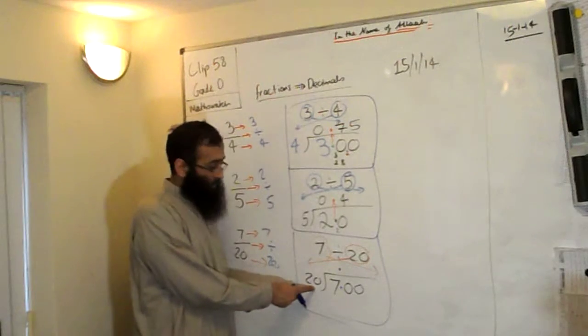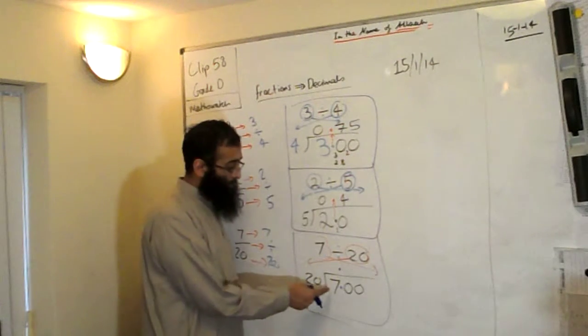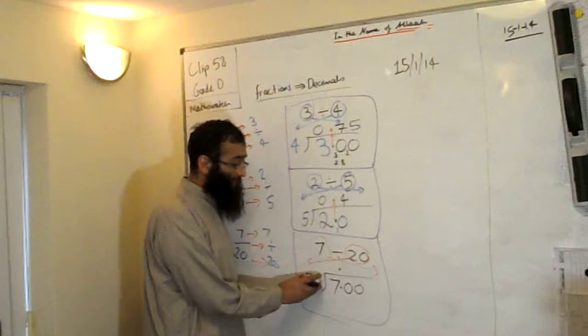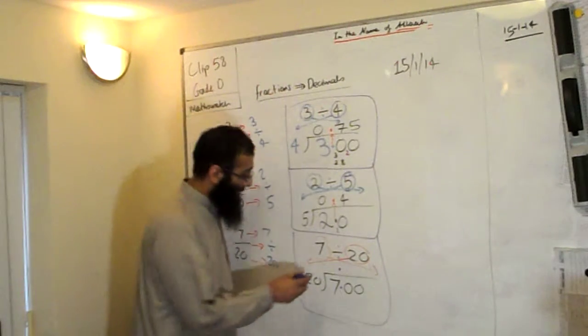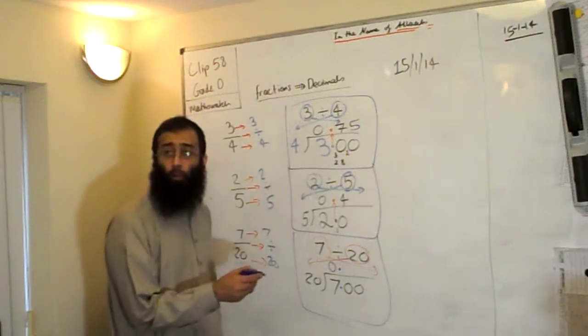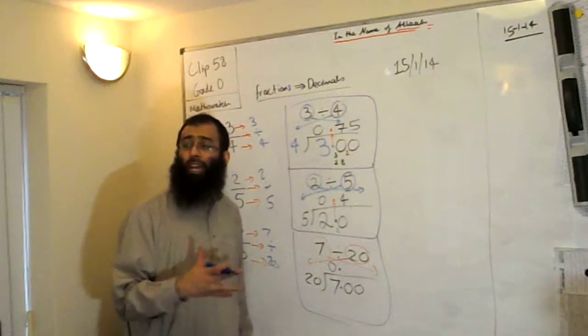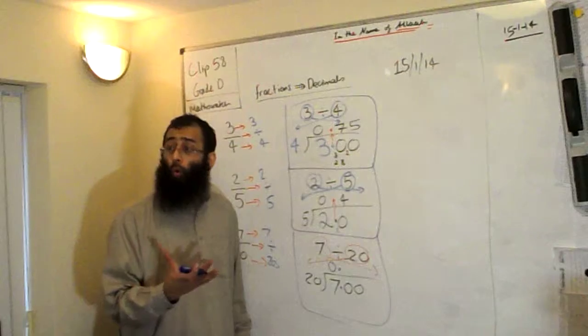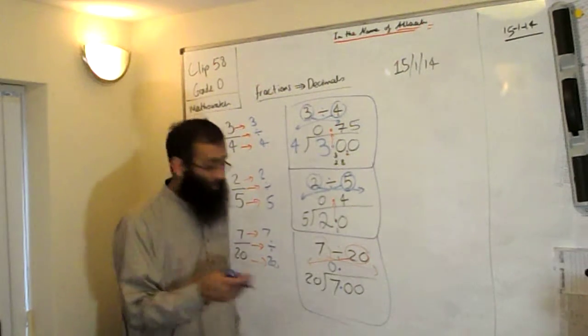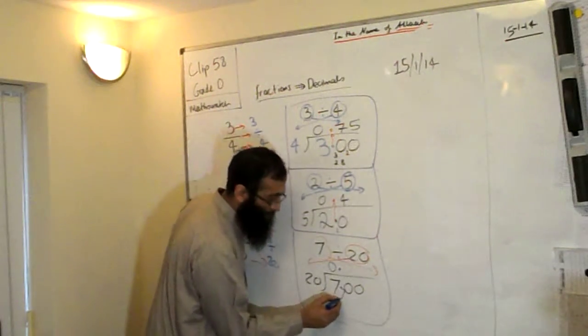So 20, how many 20s can you put into 7? Well, how many groups of 20 can you make from 7? The answer is no. And in no we have an O. So you put the 0 down. So if I can't make a group of 20 from the 7, how many of them are left over? All 7 of them. So that 7 gets carried on the bottom, becomes a remainder.